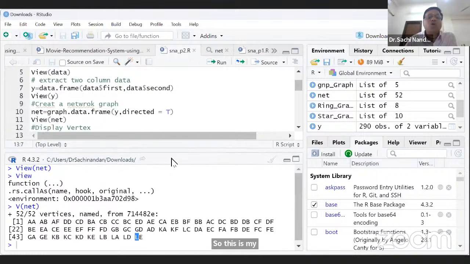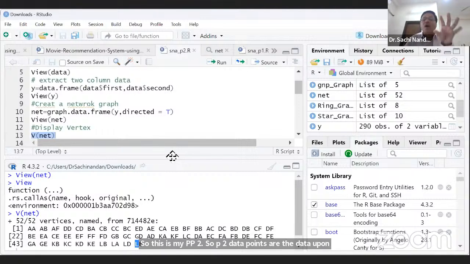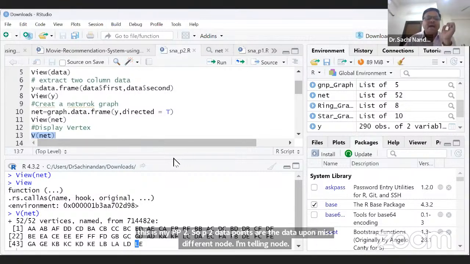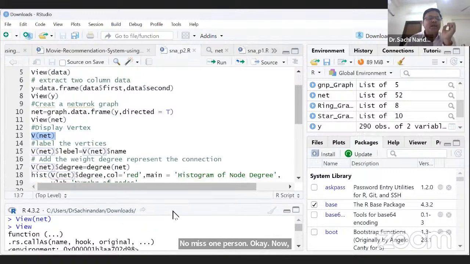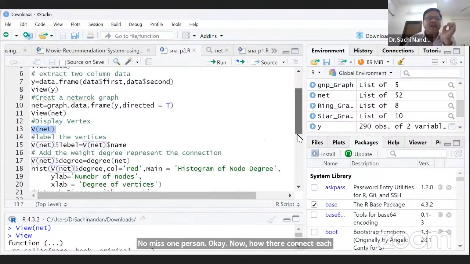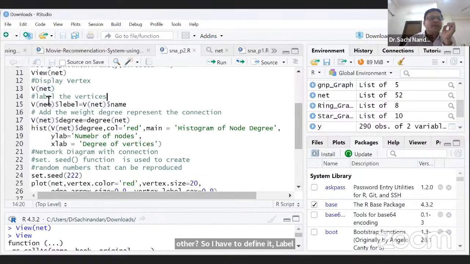Data point means different node. I'm telling node, node means one person. Now, how are they connected to each other? So I have to define a label for each of them. Now the v dot name label is equal to name. I'm putting the name and I assign some degree.